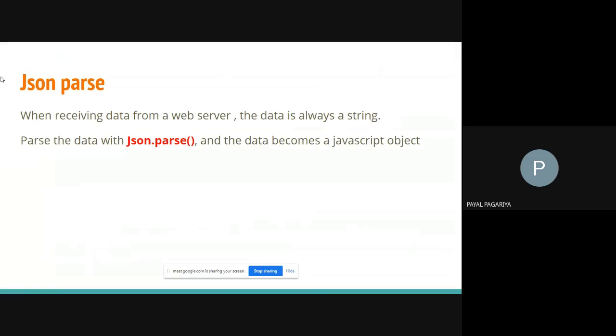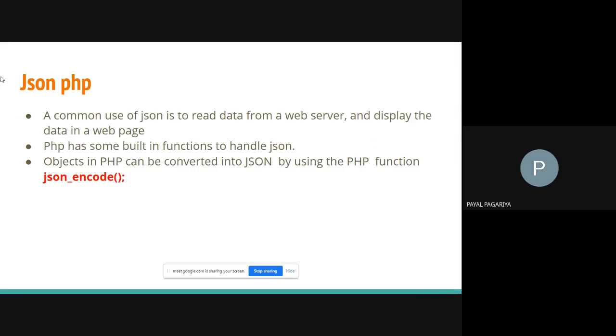JSON parse. When receiving data from a web server, the data is always a string. Parse the data with JSON.parse and the data becomes a JavaScript object. JSON PHP. A common use of JSON is to read data from a web server and display the data in a web page. PHP has some built-in functions to handle JSON. Objects in PHP can be converted into JSON by using the PHP function json_encode.